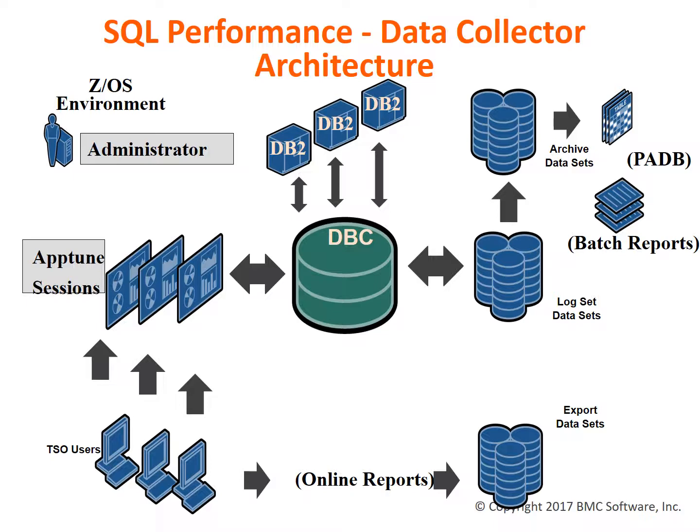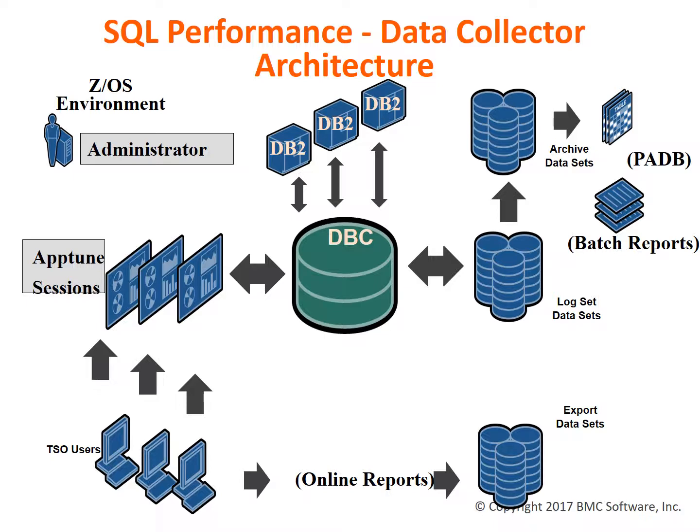The data collector is LPAR specific and can collect data for up to 32 DB2 subsystems on a specific LPAR. The data collected is externalized by way of user-defined log sets that have an active component and an archive component. When the active log set becomes full, the DBC starts a task that offloads the active log set to an archive log set. The archive log sets are retained for a user-defined specific time frame.